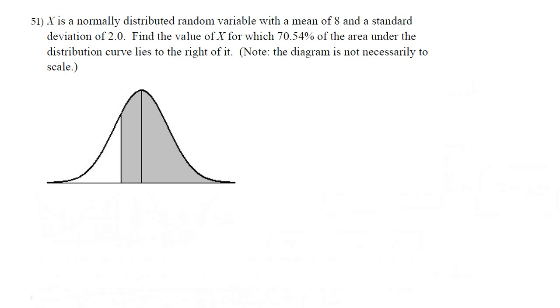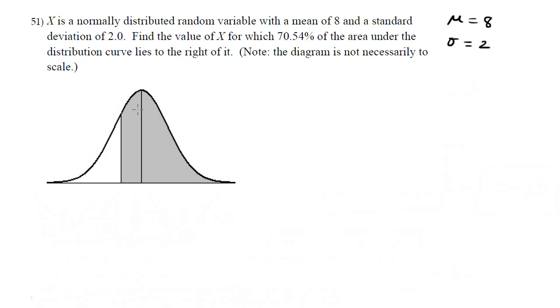So 51 through 54, we're still using the standard normal distribution formula, but we're solving for something different. In all of the previous examples, we solved for z, and in these problems we're solving for something different. Let's see. So x is a normally distributed random variable with a mean of 8. Standard deviation is 2.